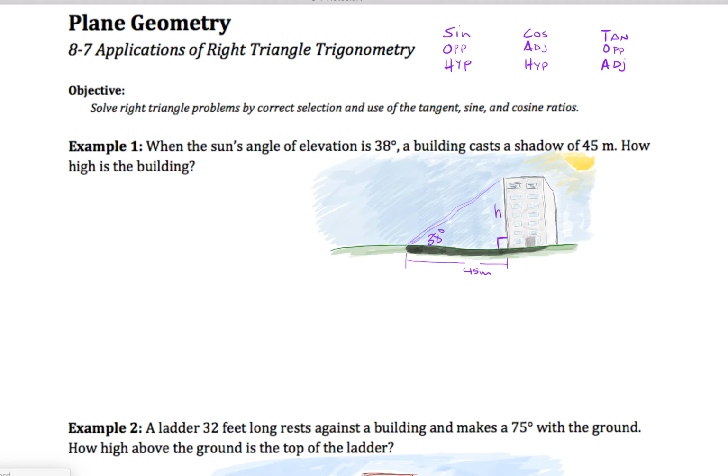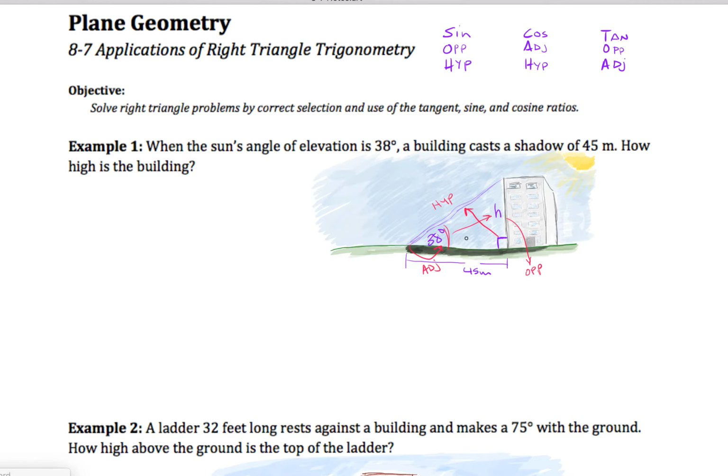Let me get a different color here. This H, the height of my building, is across from the angle that I know. It's across from the angle I know, so that tells me that is the opposite leg. Of course, if here's my right angle, this right here is my hypotenuse, but I don't know anything about the hypotenuse. I also know that this measurement right here is 45, and if here's the vertex of my angle, that would be the length of the adjacent leg.